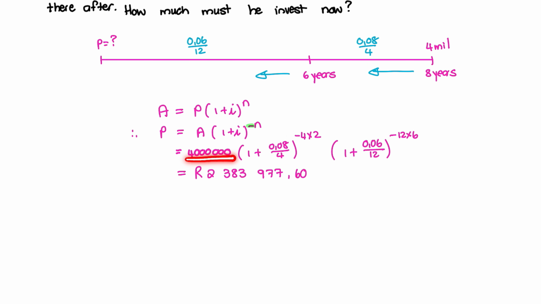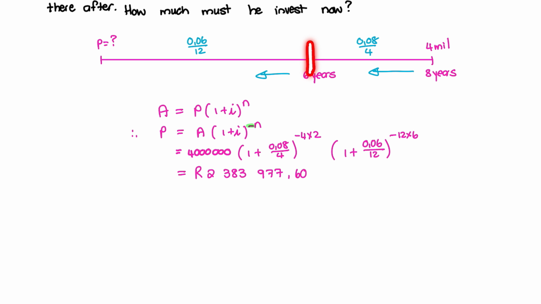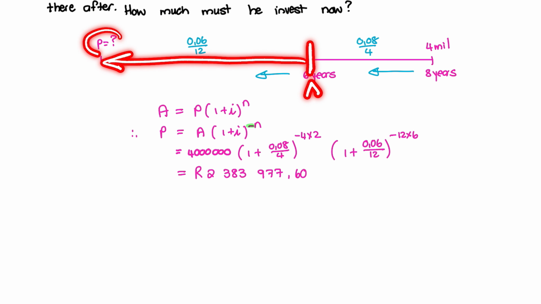So we started with 4 million, then we moved back by 2 years. This is the first part of the calculation. Now we're here at 6 years, and we want to move back up to P.